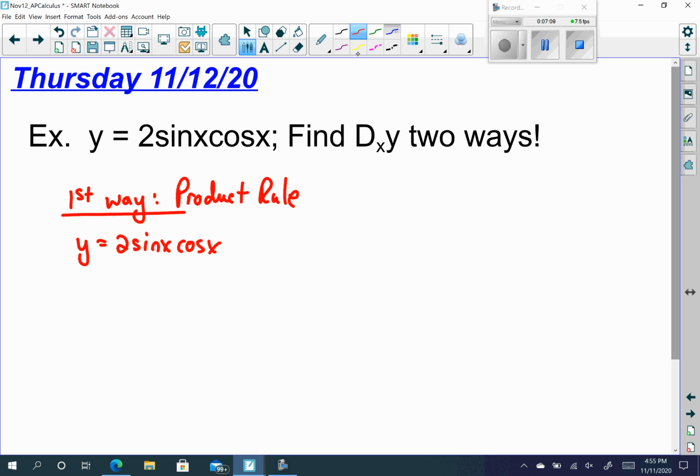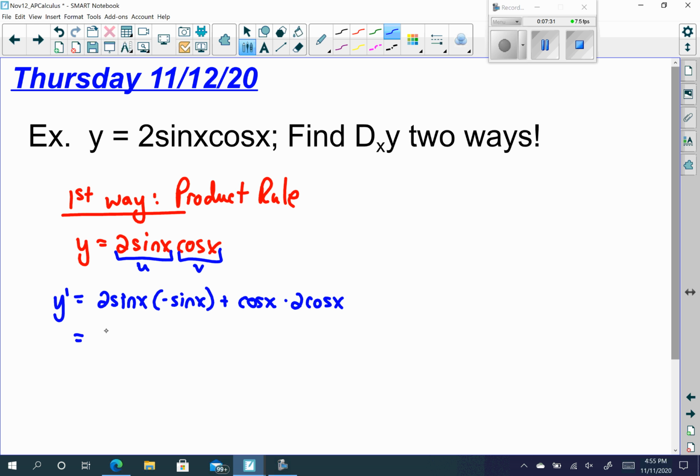So then y prime here, we could treat this whole part here as u, and then this would be v. So u would be 2 sine x, v prime would become a negative sine x, plus v, which is cosine x, and then times u prime, which would just become 2 cosine x. So this is going to give us negative 2 sine squared x, and then plus 2 cosine squared x. And now maybe we could do something else with this. Let's try maybe rewriting it.